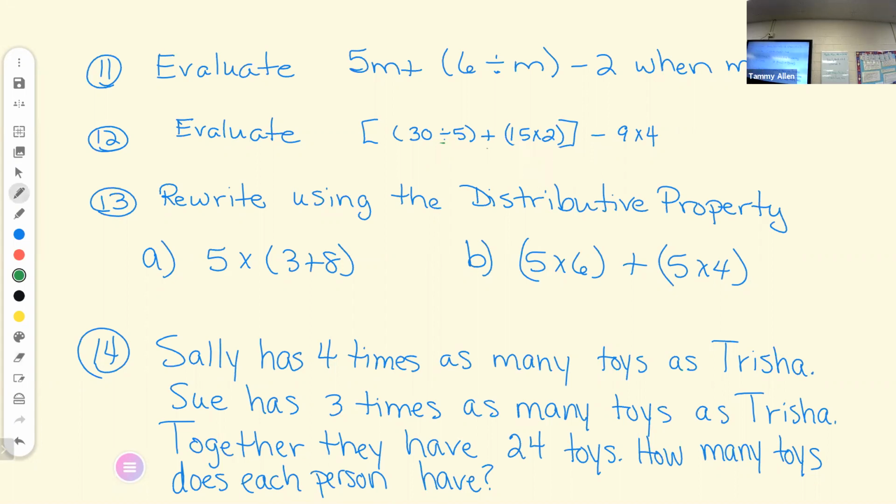And then rewriting this using the distributive property. 5 is multiplied by 3, and 5 is multiplied by 8. Any questions on that one? And taking a look at this one, 5 was multiplied by 6, and 5 was multiplied by 4. Questions on that one?